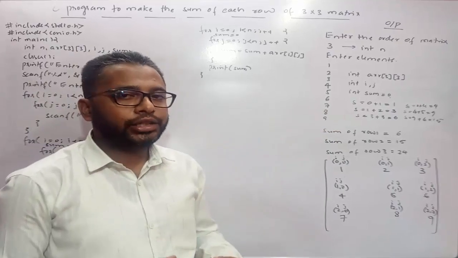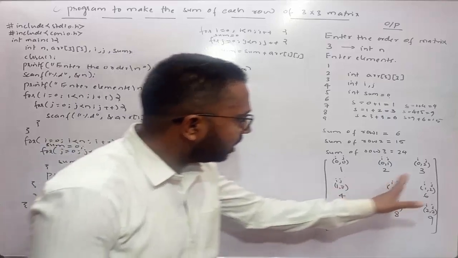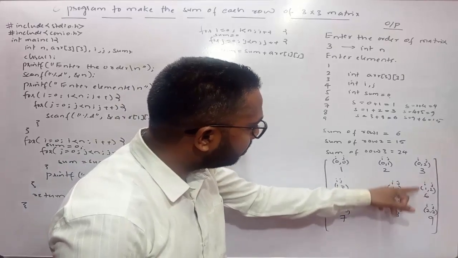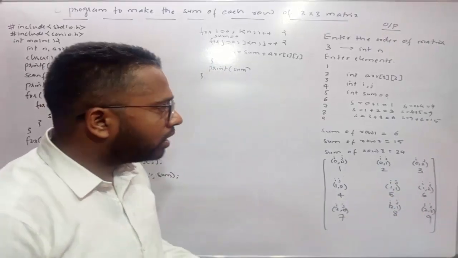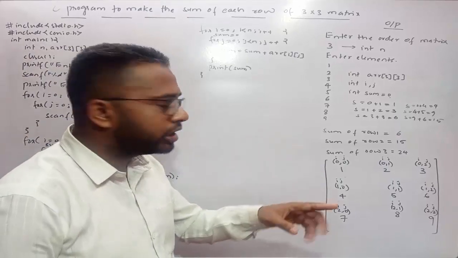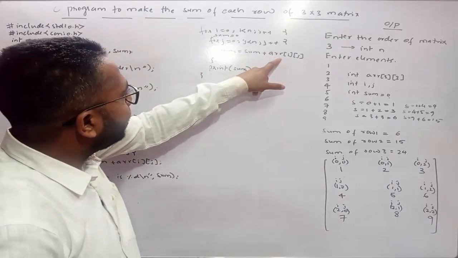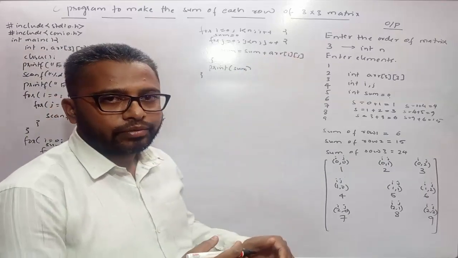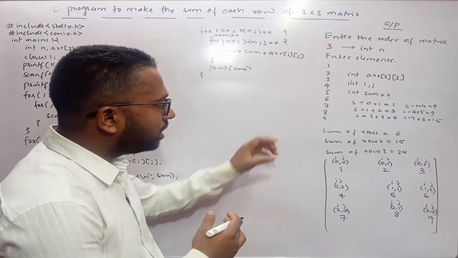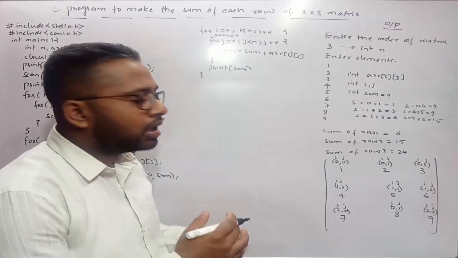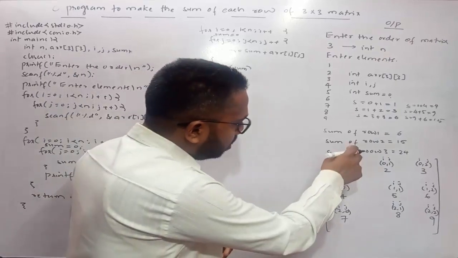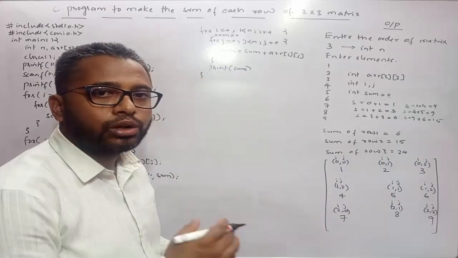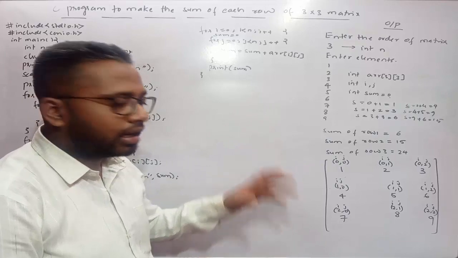Similarly, you can make the addition of all the elements of each and every column, like 1 plus 4 plus 7, then 2 plus 5 plus 8, 3 plus 6 plus 9. So for that, what you can do is you just need to make only one change in this logic. So instead of array of I, j, you just need to change it to array of j and I. Okay, if you did that, then you will notice that your program will return the output where it has made the sum of each and every element of every column.